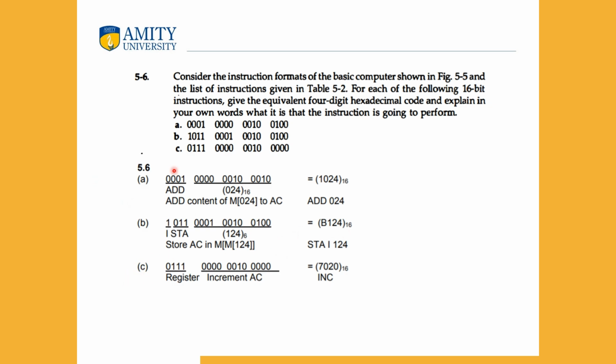Finally, in part C, we can do the same thing. It is 111 over here, so we find out that it is a register reference instruction, and I is 0 also. So 0111 refers to register reference. Converting all 16 bits to hexadecimal will give you 7020. Both are zeros over here, and this is 2. And the function at this bit is increment AC, so we'll be incrementing the accumulator.